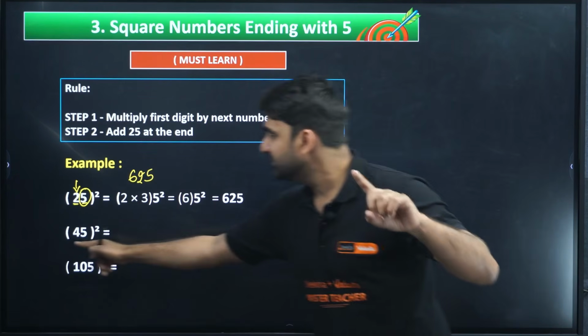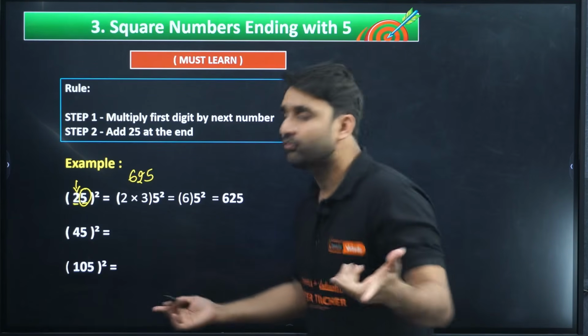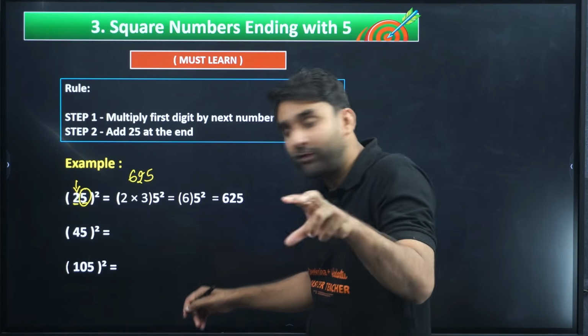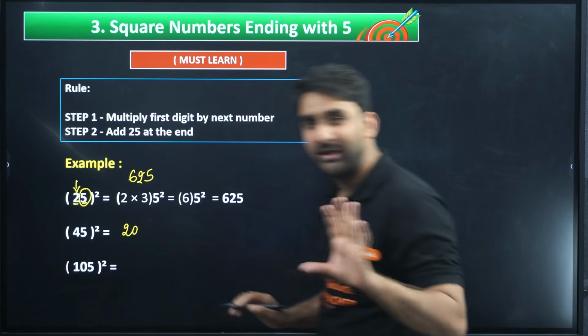Now if I ask you this question for 45 whole square, what would be the answer? Come on, 4 is already there. Now take 5. So 4 times 5 is 20.